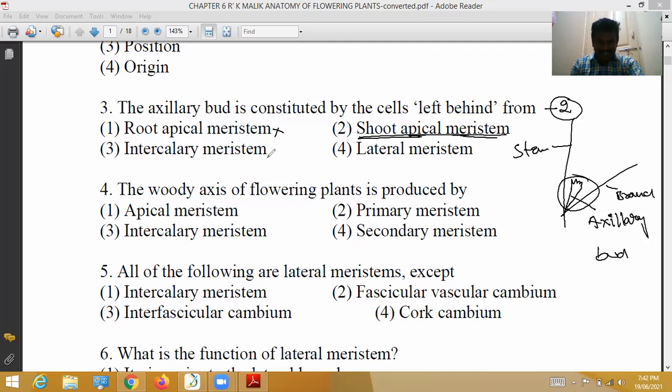Let's see intercalary meristem. Intercalary meristem is located inside the stem, so it is not related to the question. Lateral meristems are located on either side of the stem. Those are called lateral meristem. So the correct option for this question is the second.